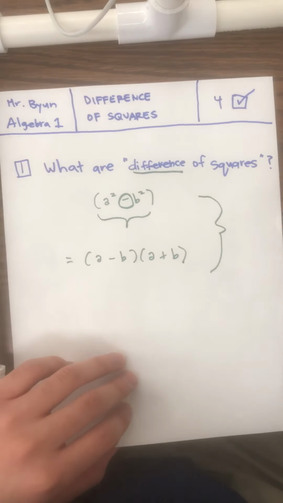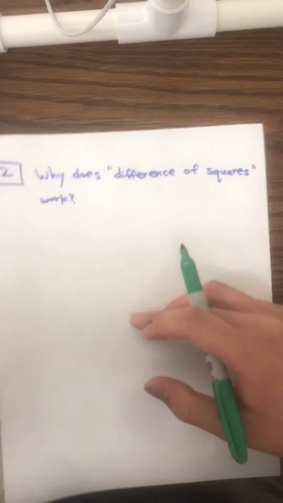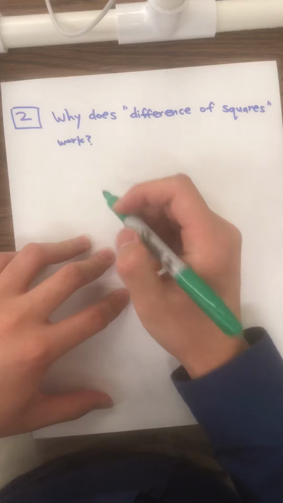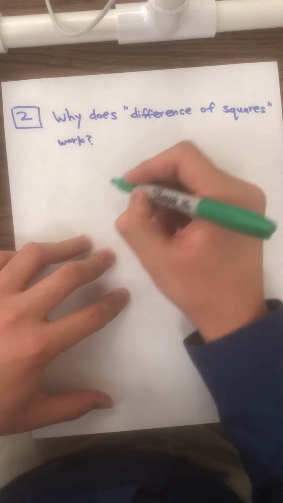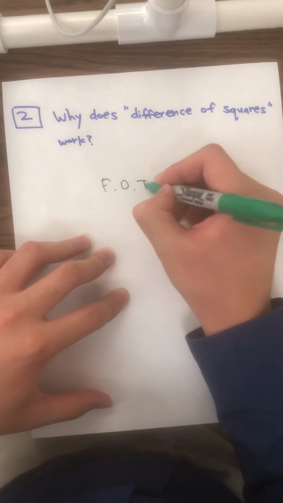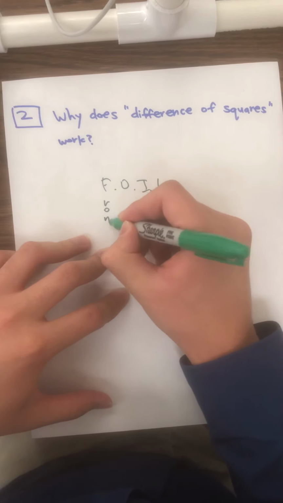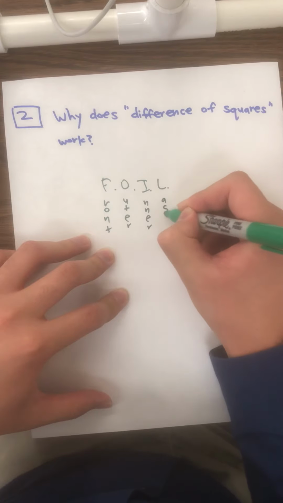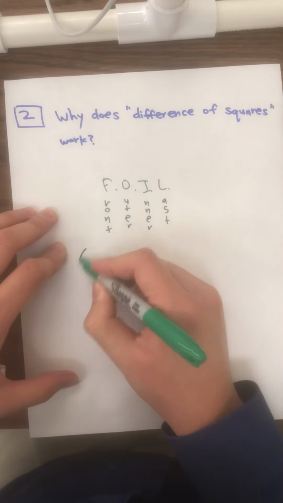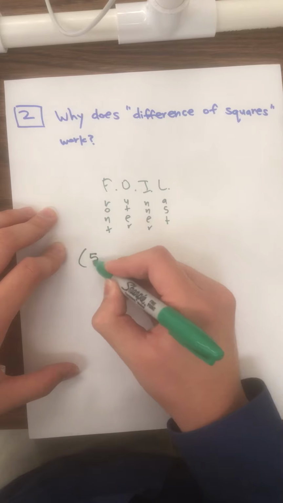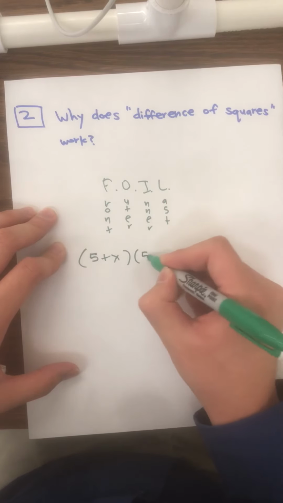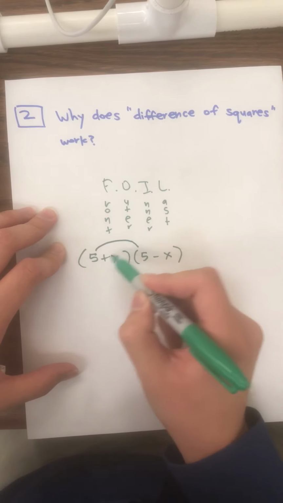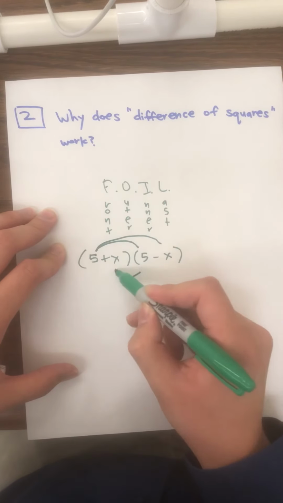So why does difference of squares work? If we remember, when we multiplied two binomials together, we used something called FOIL. So what was FOIL? FOIL was front, outer, inner, last, right? So for example, let's have 5 plus x times 5 minus x. FOIL says front, outer, inner, last.